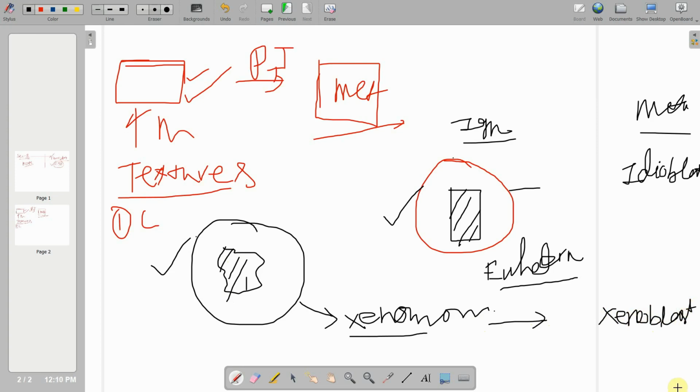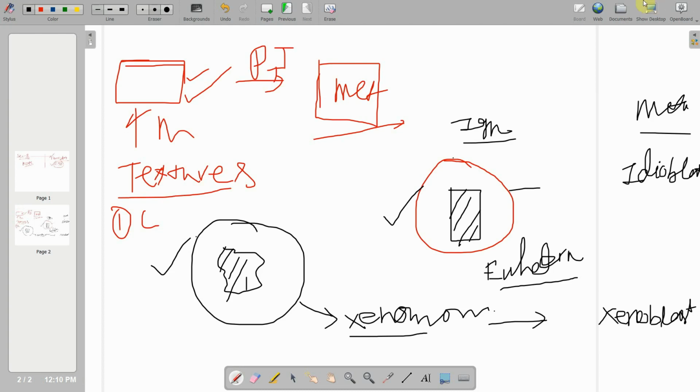Okay, so for igneous I'm calling euhedral. That euhedral, if I'm seeing in metamorphic, I'll be saying it's an idioblast. If euhedral or anhedral textures are in an igneous rock, then that texture, if I'm seeing it on a metamorphic rock, I'll be saying it's a xenoblast. You'll be adding the blast here.